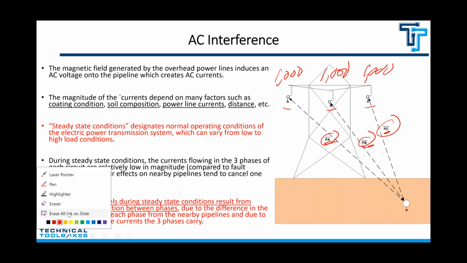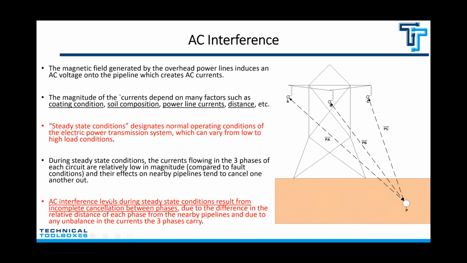Okay, so that's what we're looking at. We have that incomplete cancellation because of the distance between those phase wires. Like I told you earlier, the farther apart these are from each other, the higher the interference. That's because the farther apart they are, the bigger the separation distance is going to be between each other. And of course, the bigger that distance is, the higher the imbalance and the more interference you're going to have. Okay.